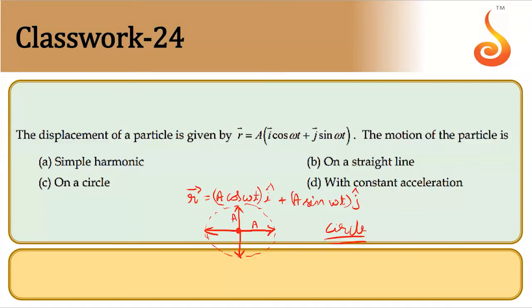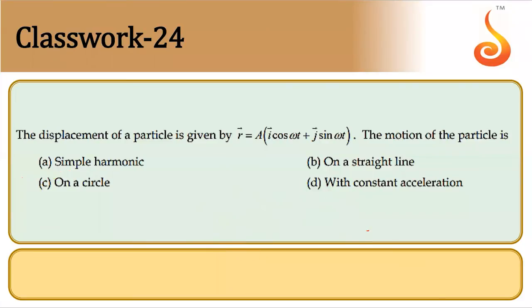In general, it will be ellipse. But now, since both amplitudes are equal, this is also A, this is also A, it will be circle. Otherwise, if this is B, then this length will be B. So this is superposition of two simple harmonic motions. Hope you have taken this. Shall move on to next.